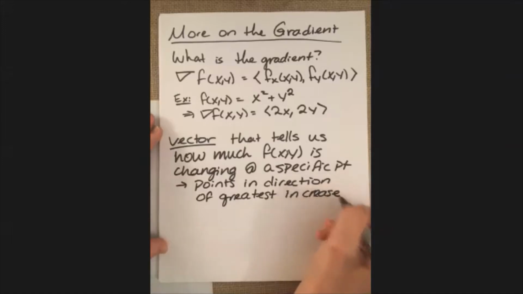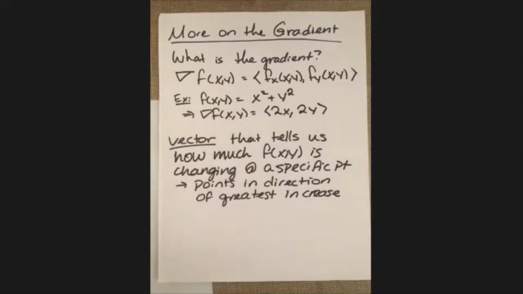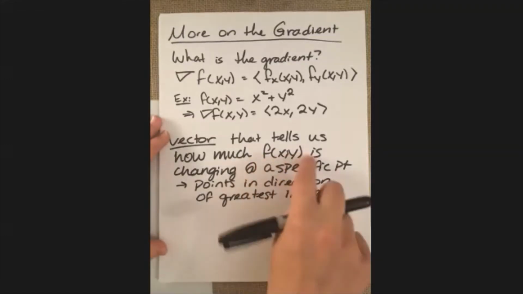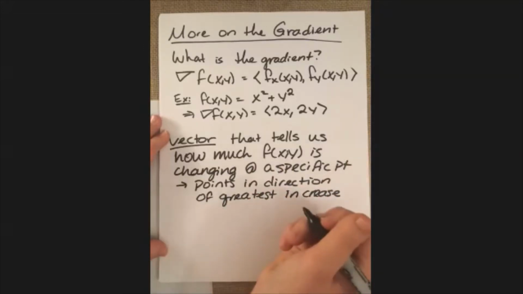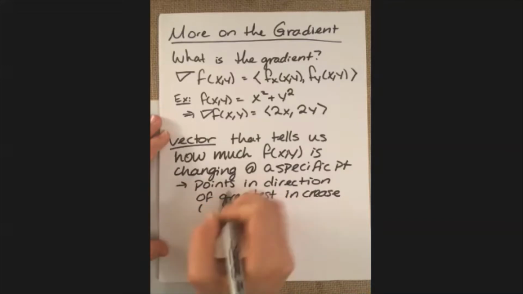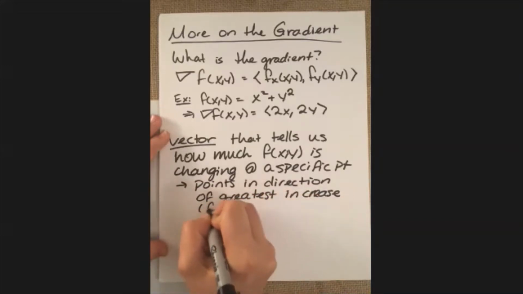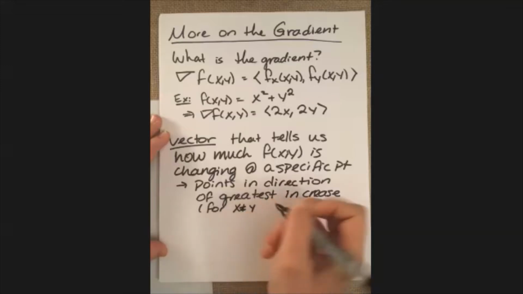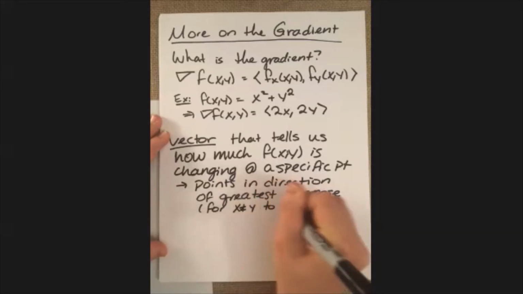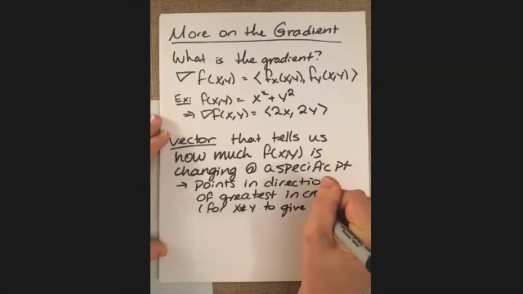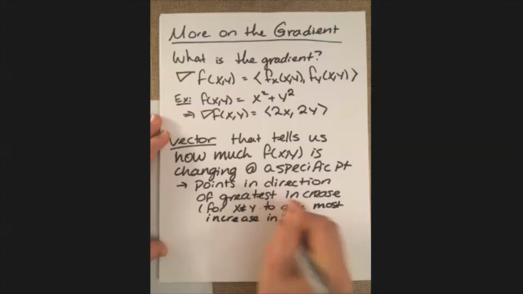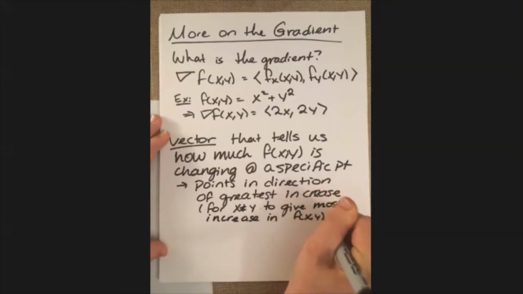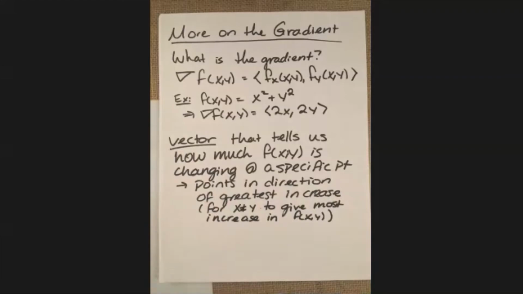What does that mean? It really just means, how can we best change x and y in such a way that we maximize the resulting increase in f? So the direction that x and y should be changed, basically. It's a vector, so we've taken care of what the direction tells us.